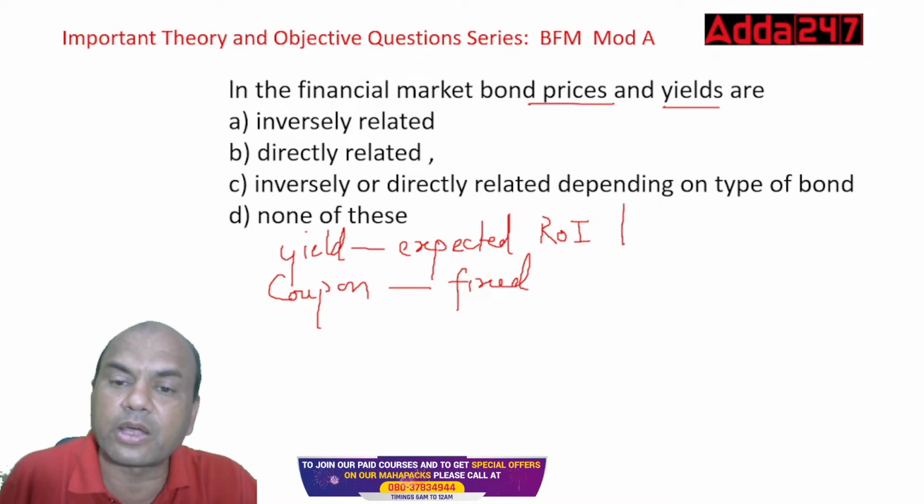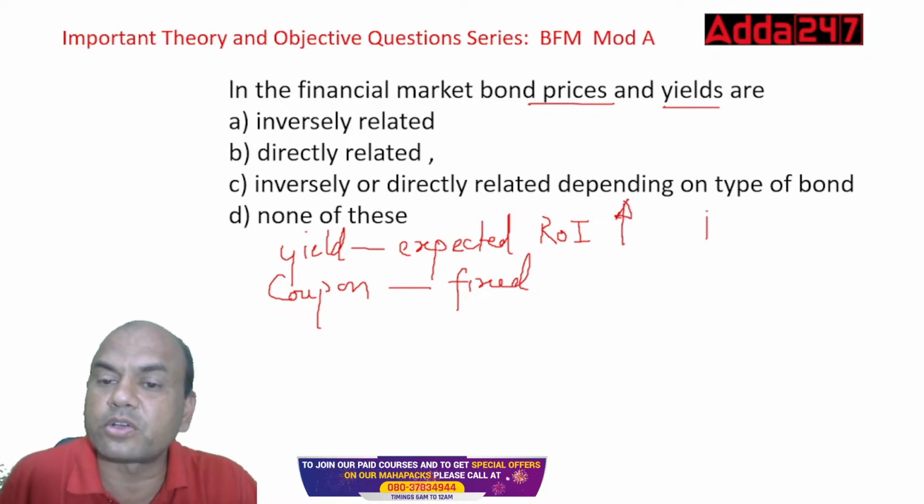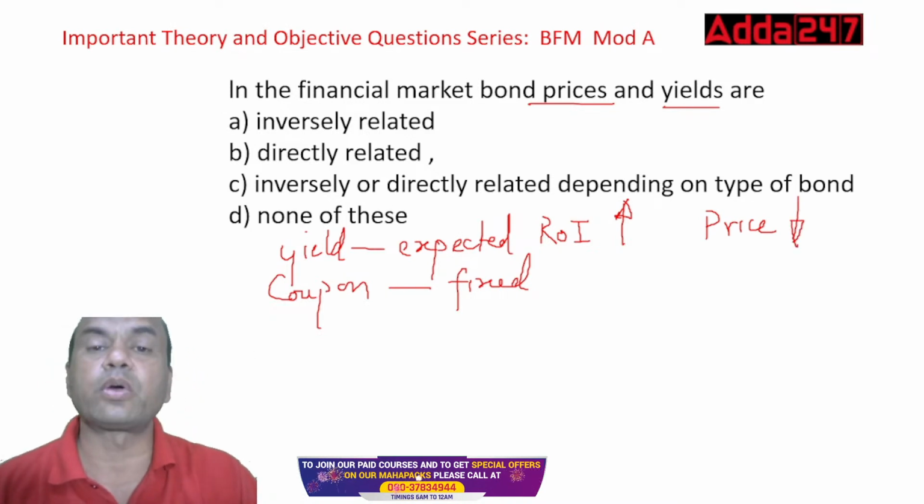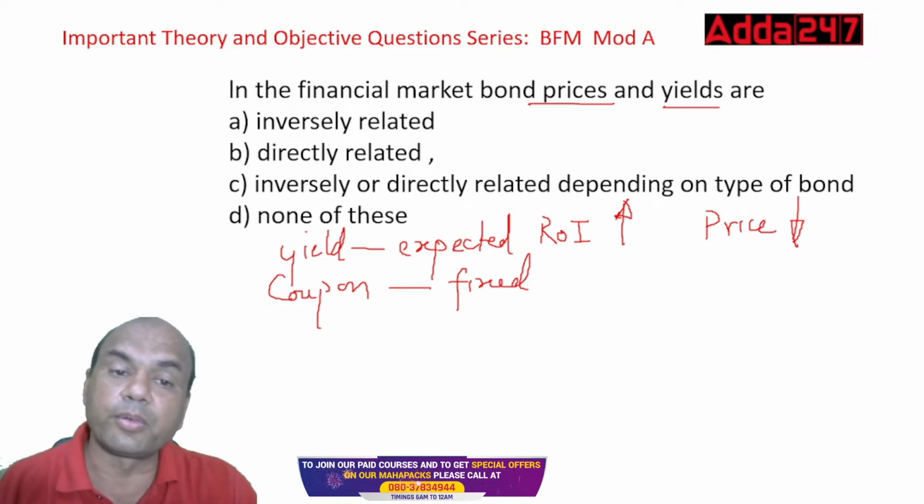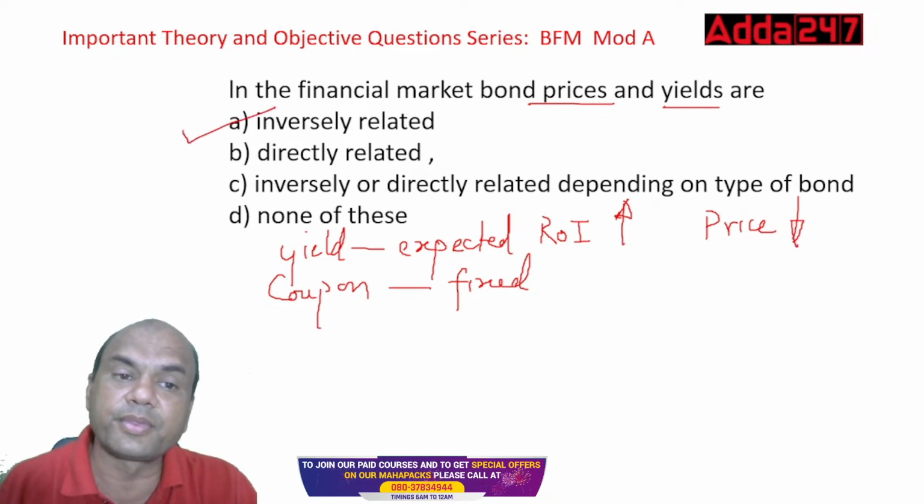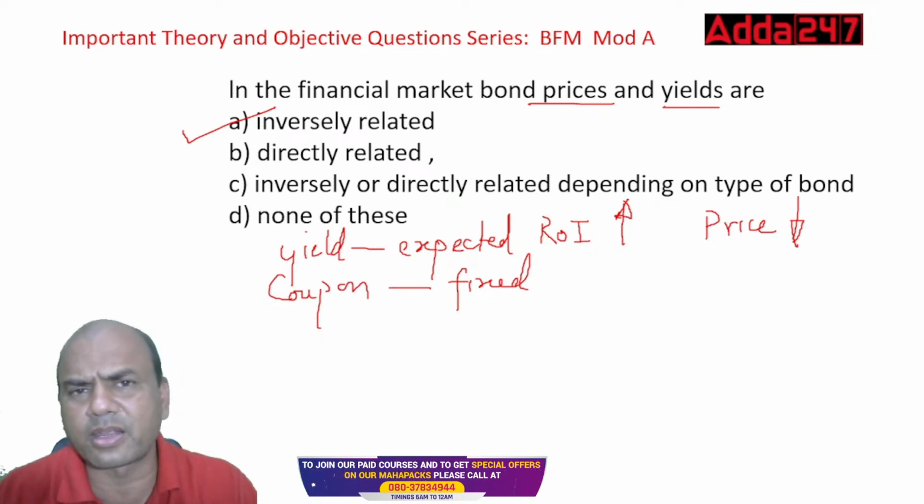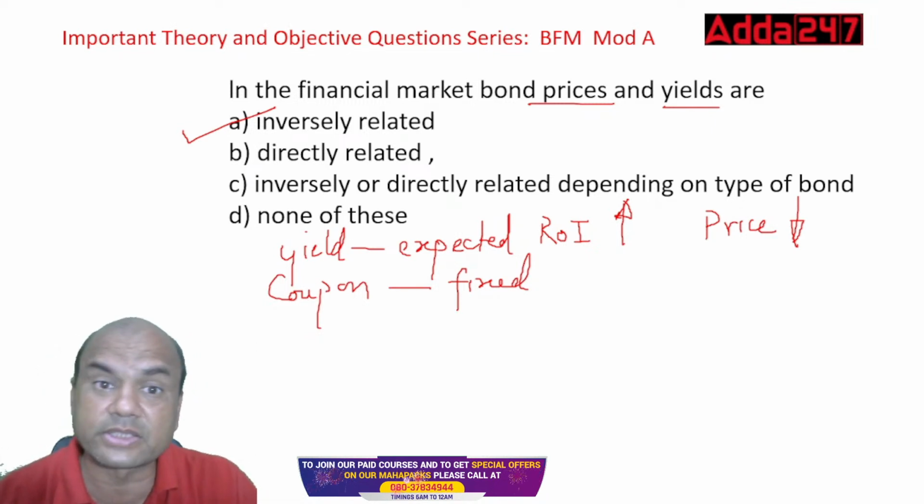If the expected ROI goes up, then the price of your existing bond will go down. Always remember, if the expected ROI goes down, your price of the bond will go up. So it is inversely related, isn't it? In the financial bond market, bond prices and yields are always inversely related.